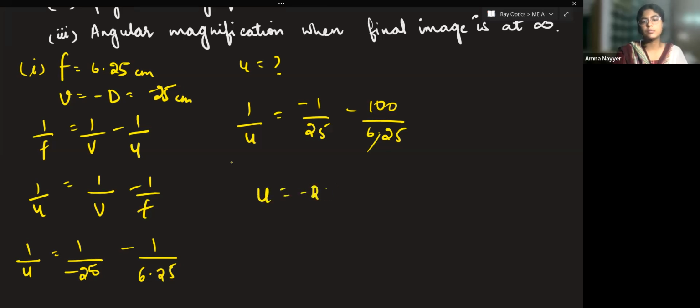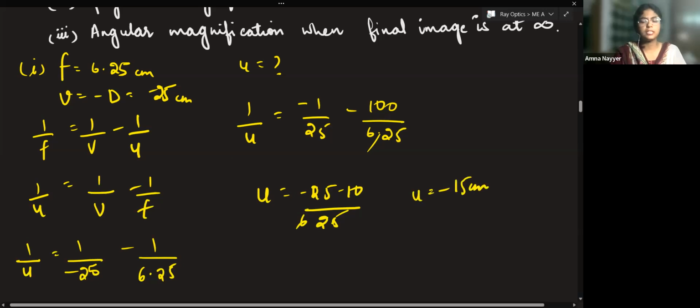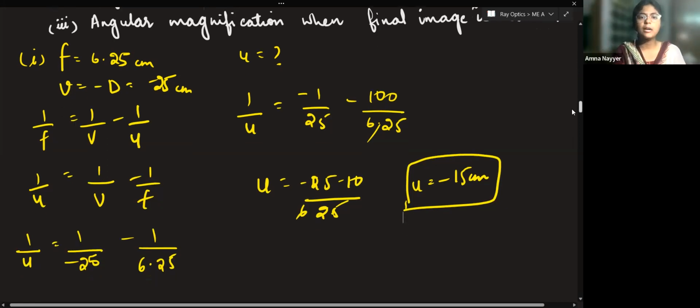It becomes minus 25 minus 10 by 625, no? So this should be minus 15 centimeter. Somebody please cross check whether it's minus 15 or not. I have done it orally. That's a mistake.